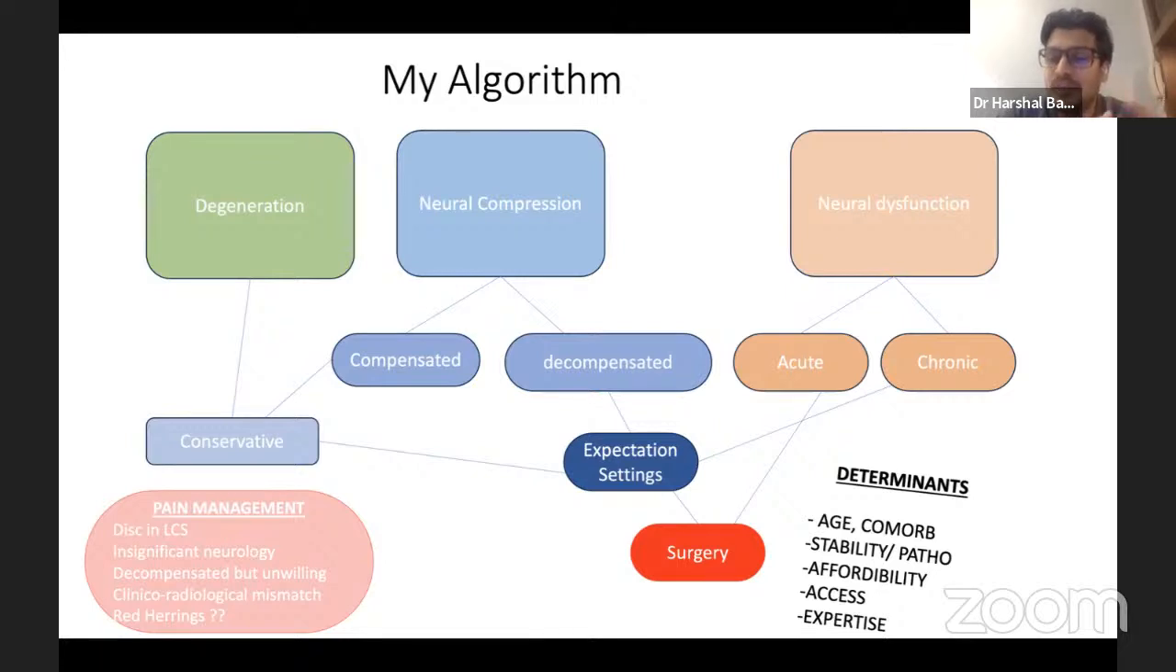But the major determinants remain age, comorbidities, stability, pathology, and affordability of the patient. I can't offer a poor patient an expensive MIS TLIF or endoscopic surgery. Also access to healthcare and expertise in my hand.